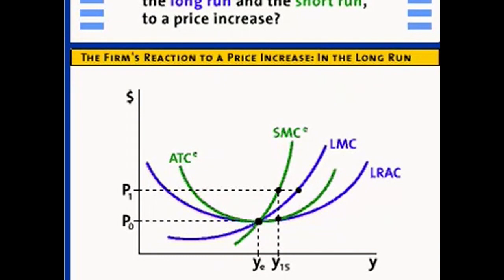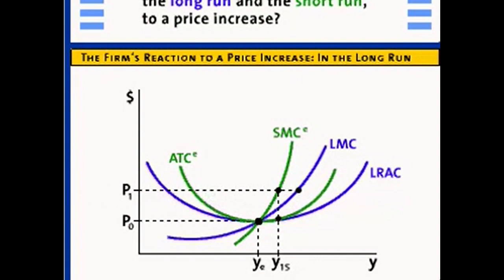So as we move from the green curve to the blue curve in the long run, the firm is changing both labor input and capital input, more trucks and more drivers. Changing the two in whatever combination gives us the minimum cost of providing that quantity of service.